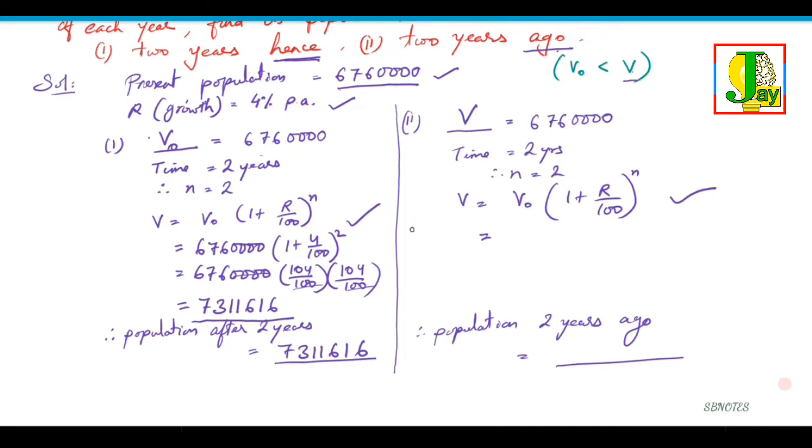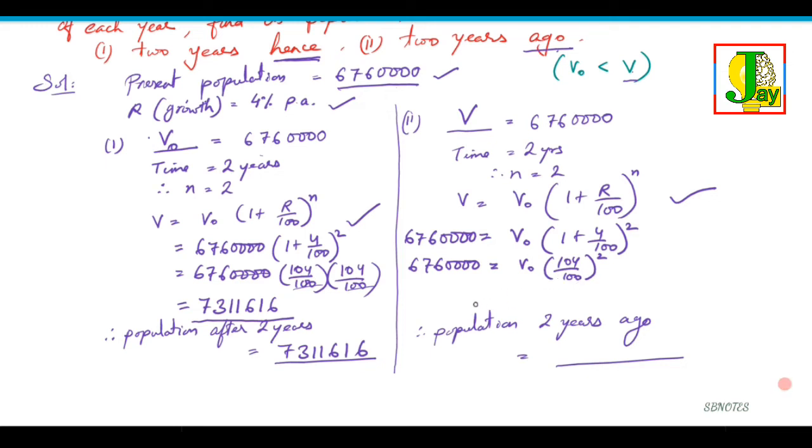In the second case, since this is the final population, and the population before 2 years we don't know, we have to find it out. So now here V is 67,60,000, and V naught we are going to find. So it's basically the same formula with the same values, only thing changed is V naught and V, and we have this equals V naught, 104 by 100 power 2.